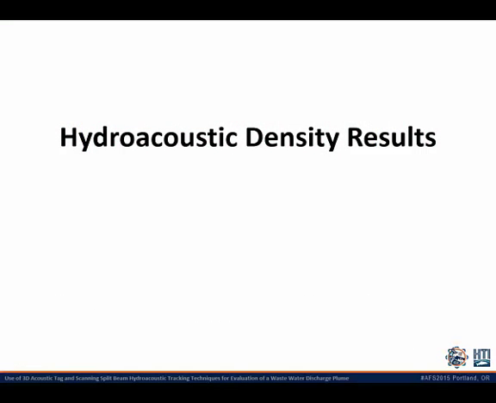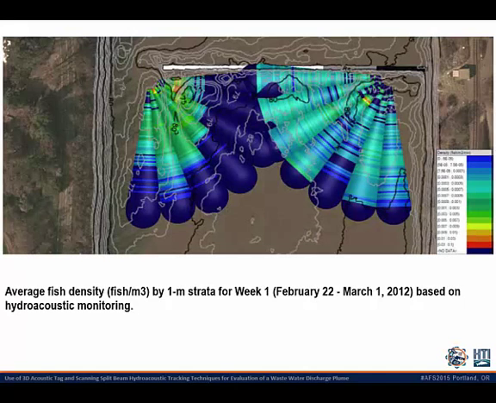So I'll just jump into the hydroacoustic density results. This is from target tracking, knowing the volume of the sampling hydroacoustic beam, and then calculating out the density. So again, this is a plan view with the flow from top of the screen to the bottom, and at the top of the screen you can see the diffuser pipe. And now colors correspond to fish densities, with low fish densities being blue, medium fish densities being green, and high fish densities being yellow and red.